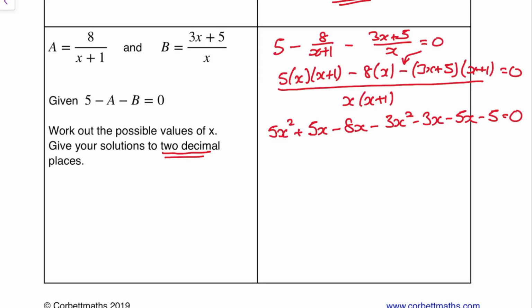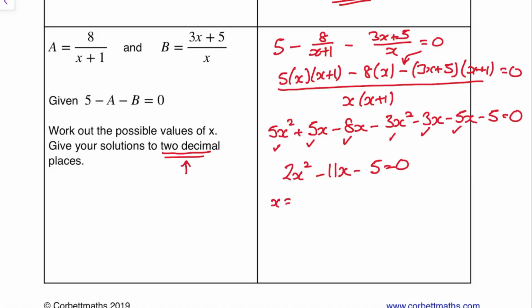Now, one thing I like to do is I like to tick things off if I've used them to make sure I've used them. So 5x squared minus 3x squared is 2x squared. 5x minus 8x is minus 3x. Minus another 3x is minus 6x. And minus 5x is minus 11x. And minus 5 is going to give me minus 5, equals 0. And I can't factorise that. And like I said, the question hints that I can't factorise that anyway. So let's jump straight to the quadratic formula.